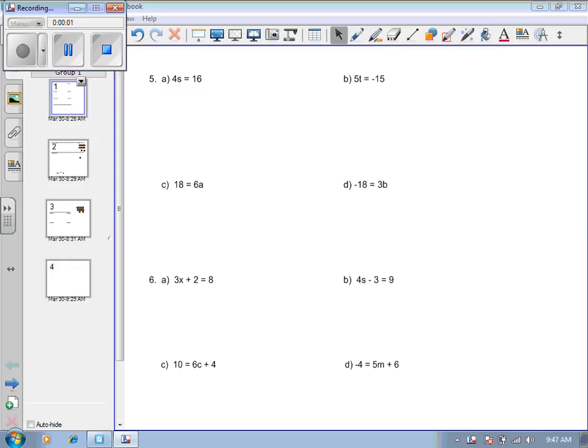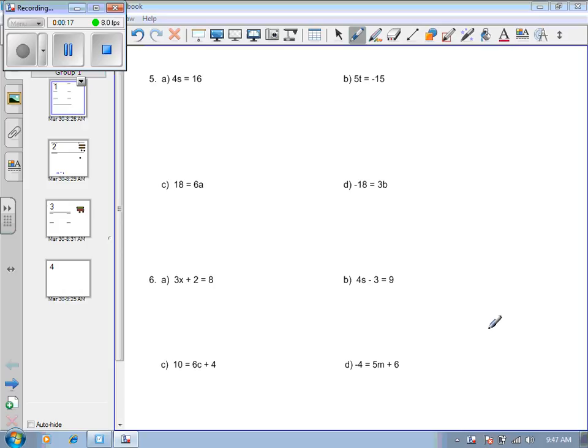We are working on page 324, doing questions 5 through 11. Number 5, we're asked to solve each equation using models, and you've got to remember to keep each side balanced as you are modeling them, and we want to isolate the variable.